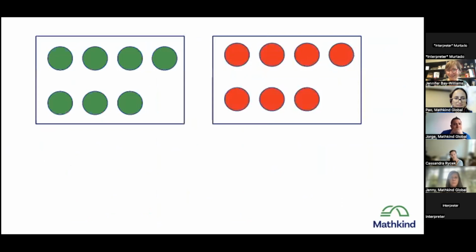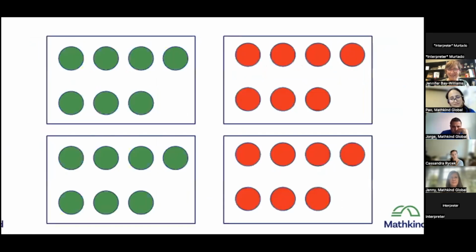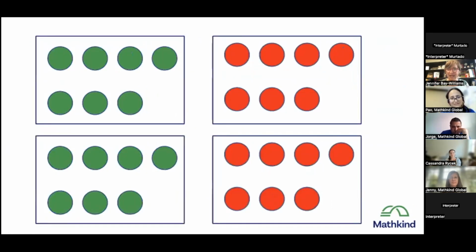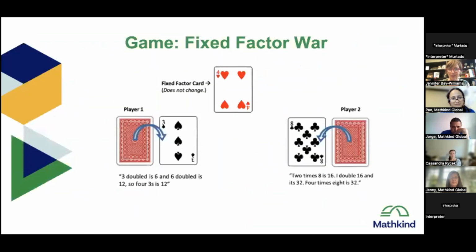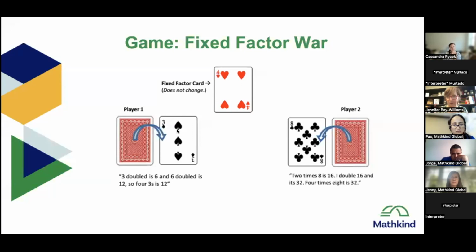2 7s, and I'm going very fast because I know we've lost some time. And then 4 7s. Then the same game you already learned can be played, but now with products. So now a student turns over 3 and they think, oh, if I double 3, I get 6. And if I double 6, I get 12. And then same thing here.